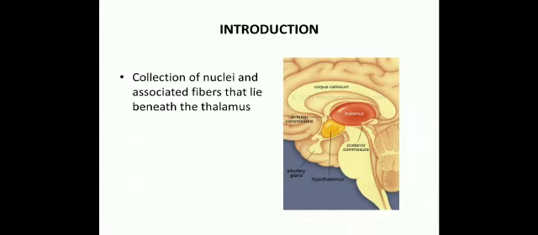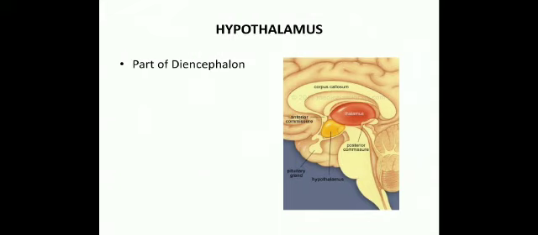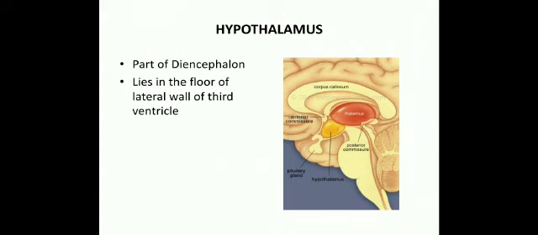The hypothalamus is part of the diencephalon. It is the collection of the nuclei and associated fibers that lie beneath the thalamus. It lies in the floor of the lateral wall of the third ventricle. It is the head ganglion of the autonomic nervous system because it takes part in the control of many visceral and metabolic activities of the body.